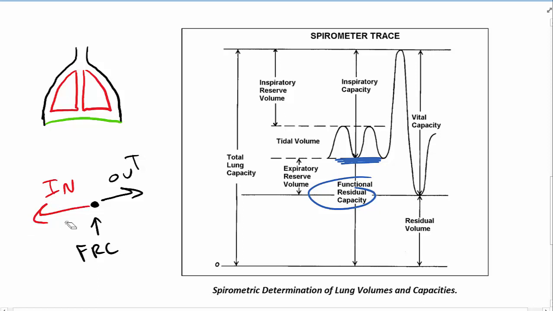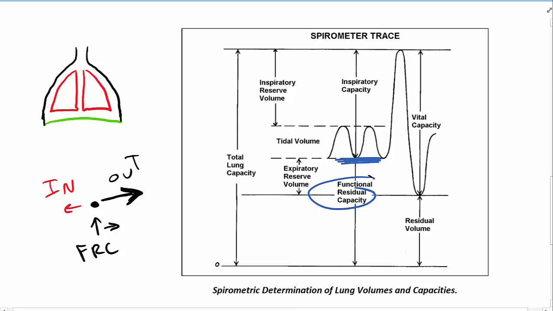So instead of being that size of an arrow, so instead of having that much inward recoil, say it only has this much. So what will happen now, if the arrows are indicating magnitude, if you have a lot more outward recoil and only a little bit of inward recoil? Well, this FRC will shift. It will shift this way until a new balance point is reached, and that's exactly what we see.